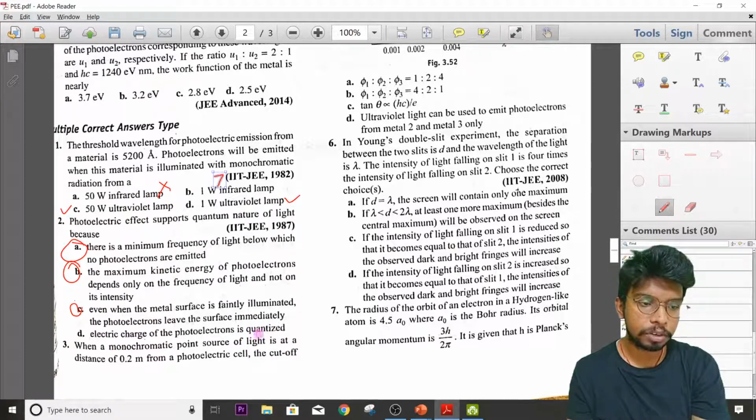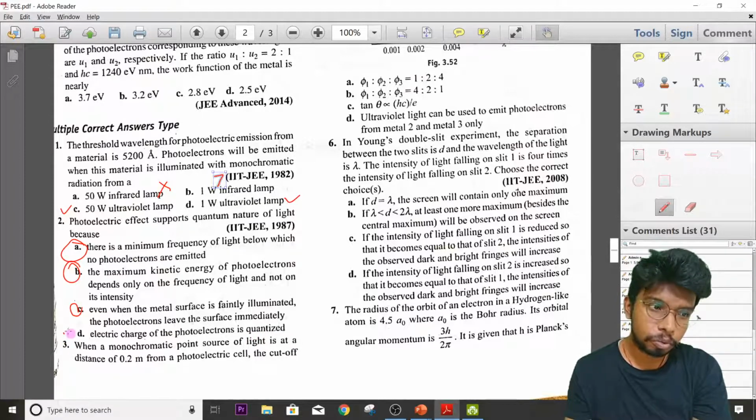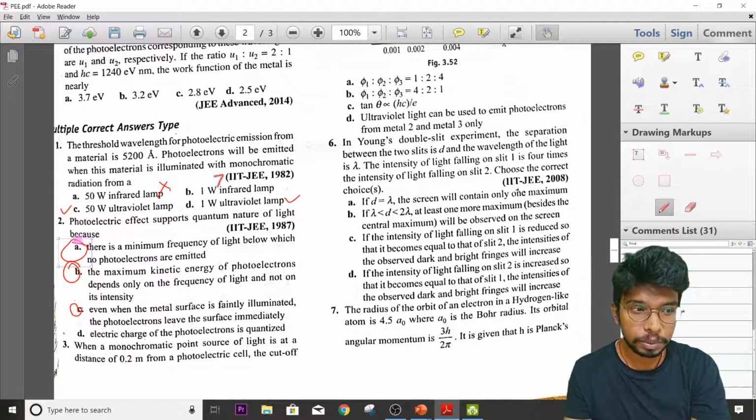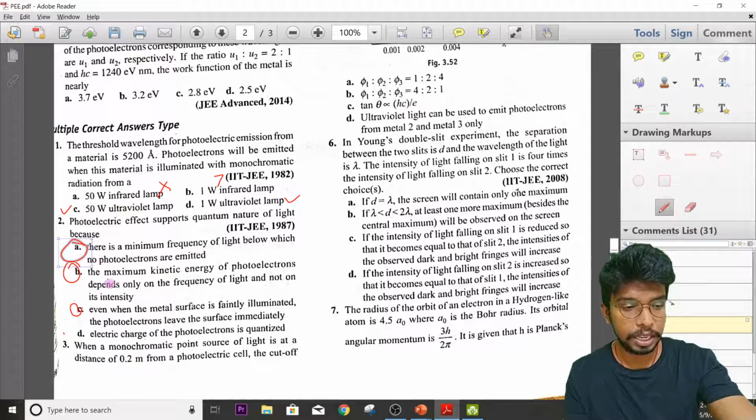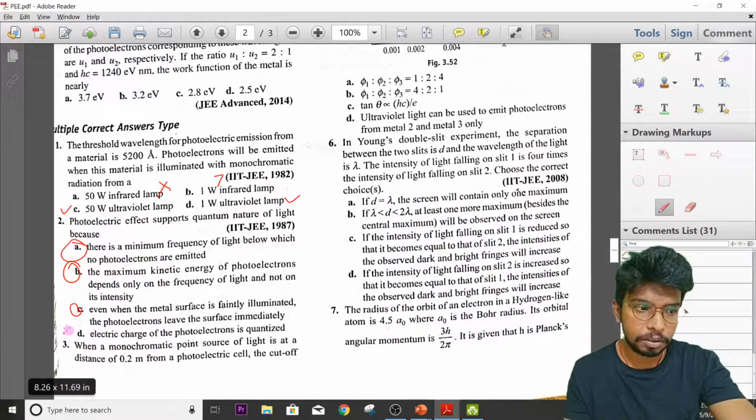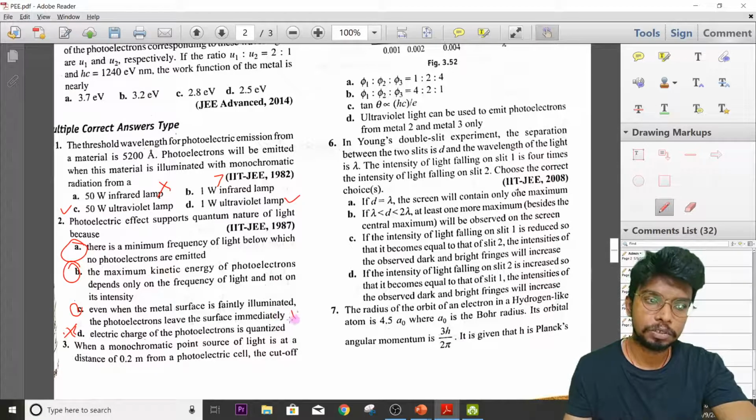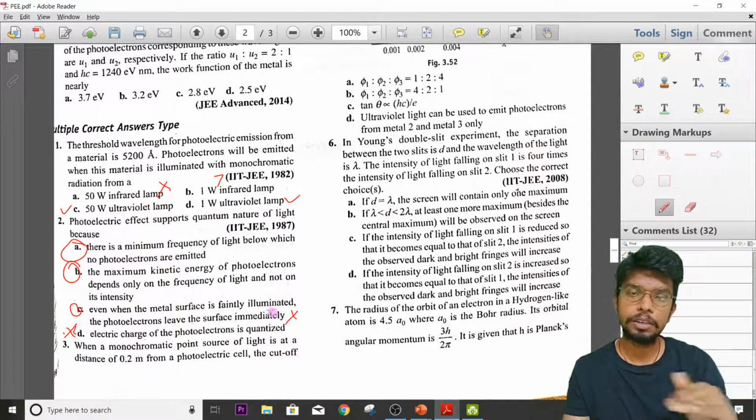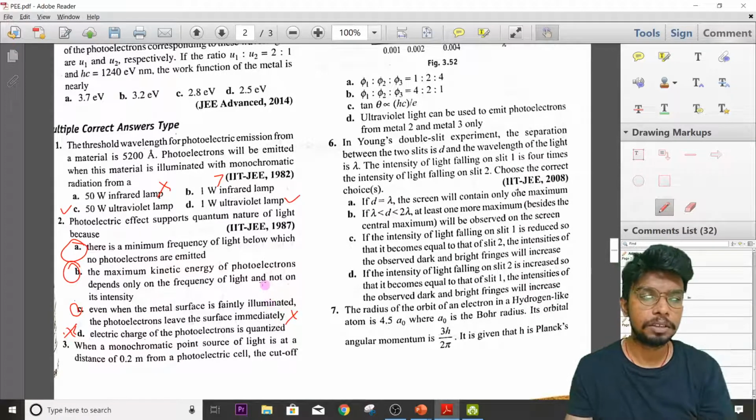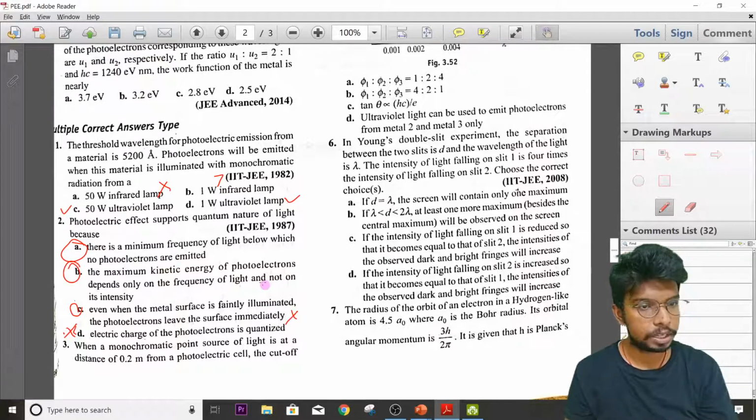Electric charge of the photoelectrons is quantized. This is true, but it is not the explanation, because electric charge may be quantized, but it has nothing to do with photoelectric emission. The statement is true, but it has no relation with the photoelectric emission. So ABC should be the correct result.